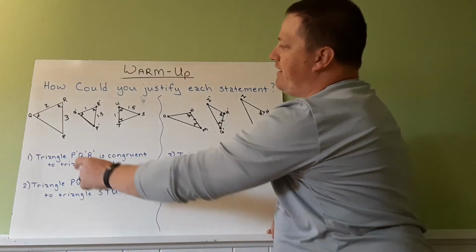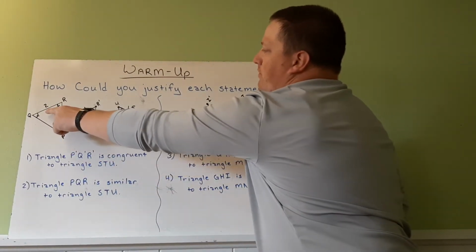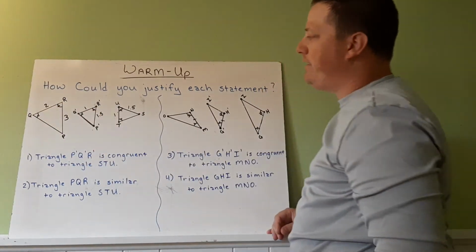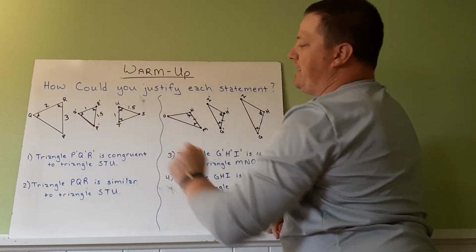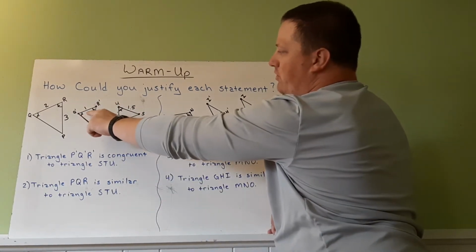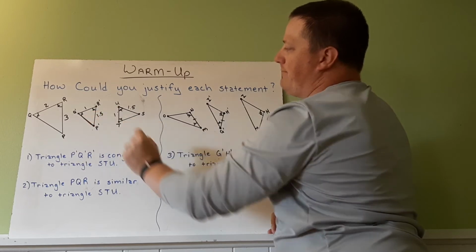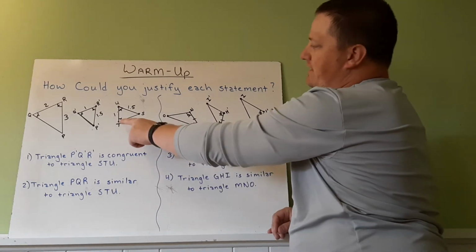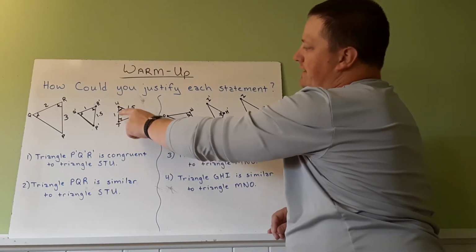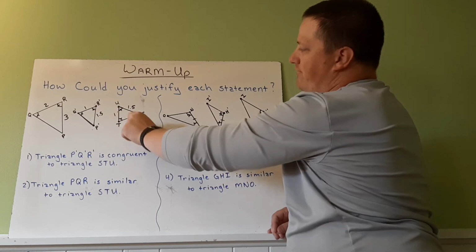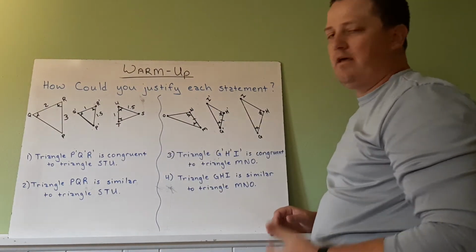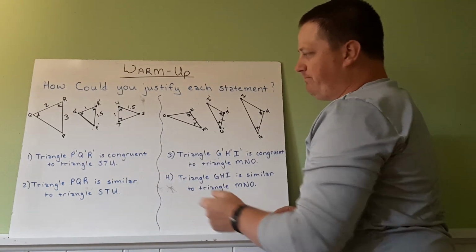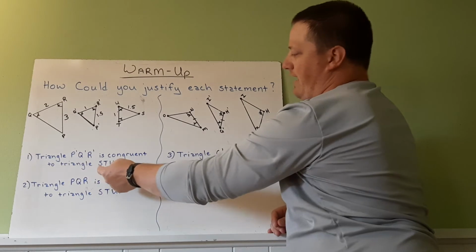So we have QRP here with 2 and 3 for side lengths, and these angles are congruent. We have Q prime, R prime, P prime, where Q and R are congruent, Q prime and R prime, and we have 1 and 1.5 for 2 lengths. And we have T, U, S, where T and U are congruent, and 1 for a length and 1.5 for a length. So our statements are, triangle P prime, Q prime, R prime is congruent to triangle STU.